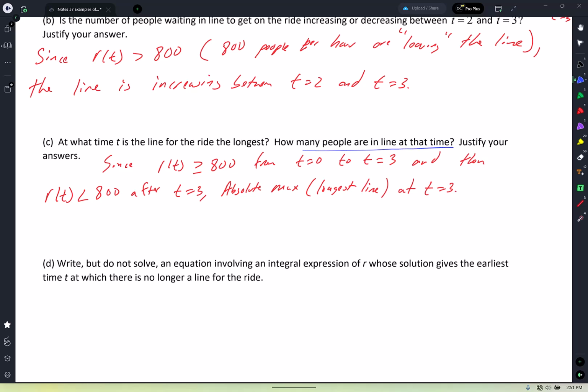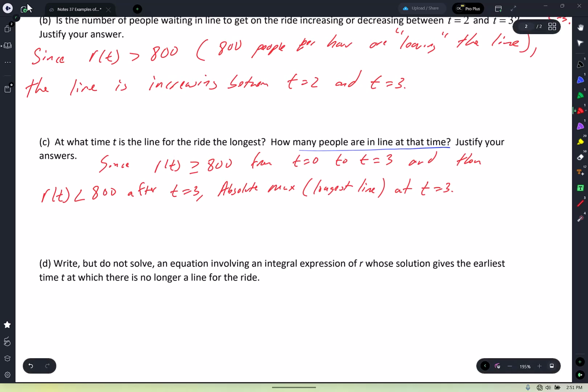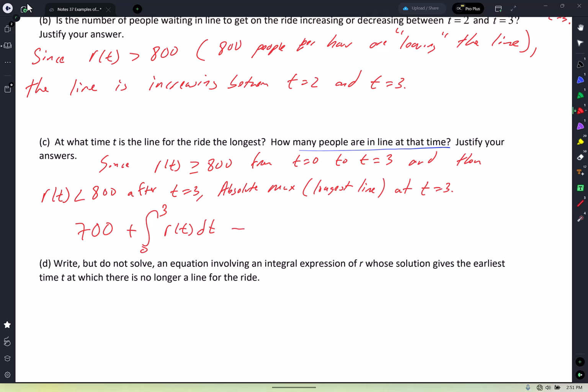All right, now they want to know how many people are in the line. How are we going to figure that out? Add up all the people that were waiting in the line, and subtract how many people have gone. So let's add up all the people that have come to the line. How many people were in line in the very beginning? 700. And I'm going to add all the people that came in the line. So that means the integral from 0 to 3 of r of t dt. We already did that, didn't we? And then I'm going to subtract all the people that have left. What's the rate of change for people leaving? 800 people per hour. So it's going to be 800 times what? 3.